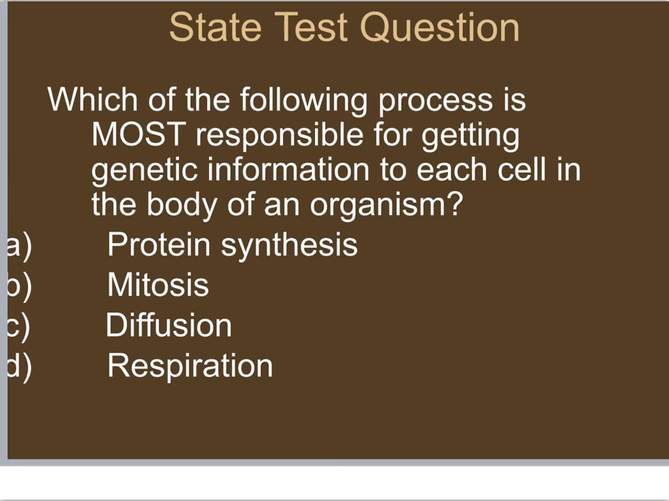All right, which of the following processes is most responsible for getting genetic information into each cell in the body of an organism? Okay, so hopefully you picked mitosis because body cells are made in mitosis. And so when mitosis occurs, it makes sure that your DNA, your genetic information, gets correctly put into each body cell. So the next video will be on meiosis and sexual versus asexual reproduction.